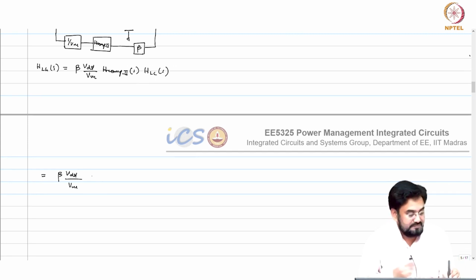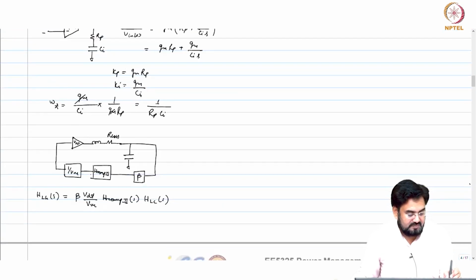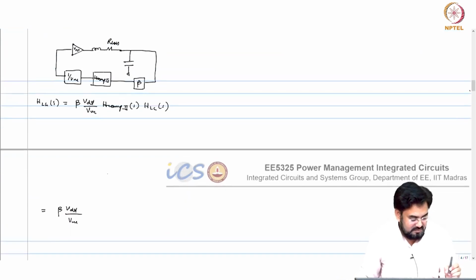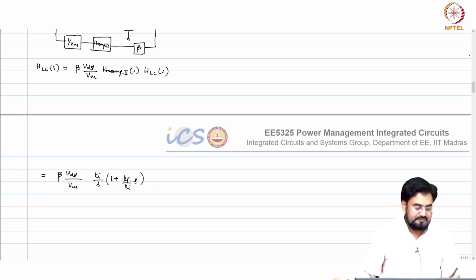What was Hcomp? GM RT plus GM by SC. Just write in terms of Kp. Kp S plus K by S. No, Ki over S into 1 plus Ki over Kps. Kp by Kis. Okay.